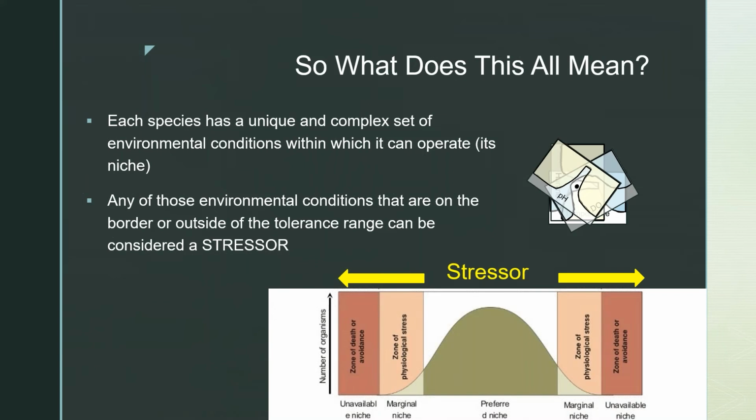So what's a stressor? Well, a stressor is any parameter that for a particular organism is beginning to bump up against one of those tolerance ranges. And the closer it gets to that tolerance range, the more of a stressor it is.